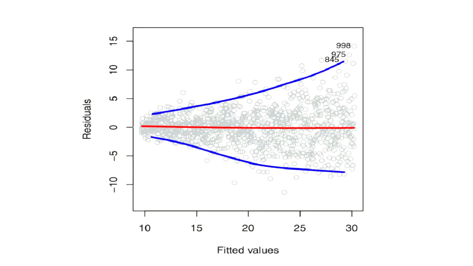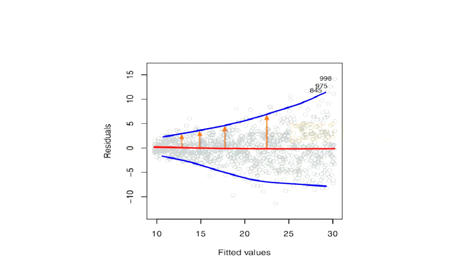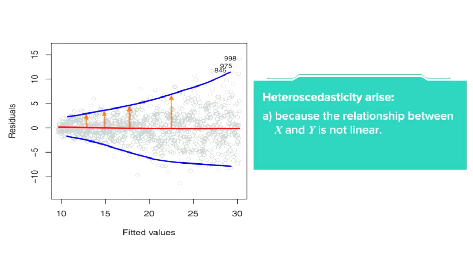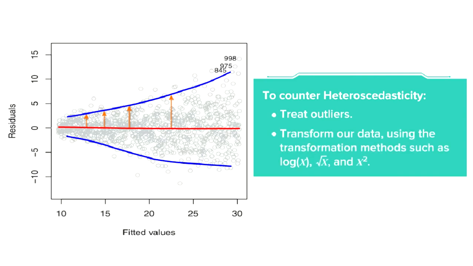If we were to draw the blue lines as contours to show the spread of the error terms, the distance between the regression line and the blue line represents the variance of the errors with respect to the regression line. And if we look closely, the variance of the errors is increasing as we go from left to right in this plot. This is called heteroscedasticity. This may arise because the relationship between x and y is not linear and/or due to the presence of outliers. To counter this problem, other than treating outliers as we saw previously, we often transform our data using transformation methods such as log of x, root of x and x square.